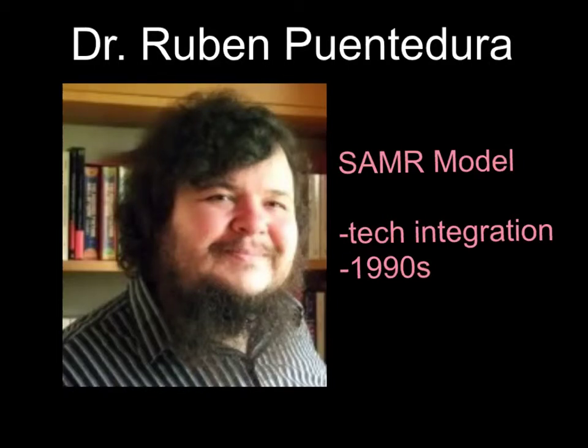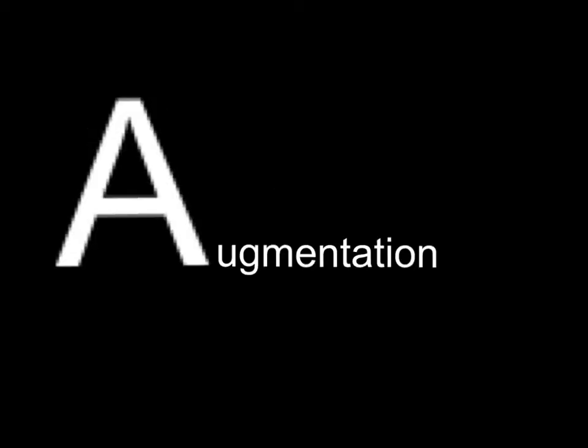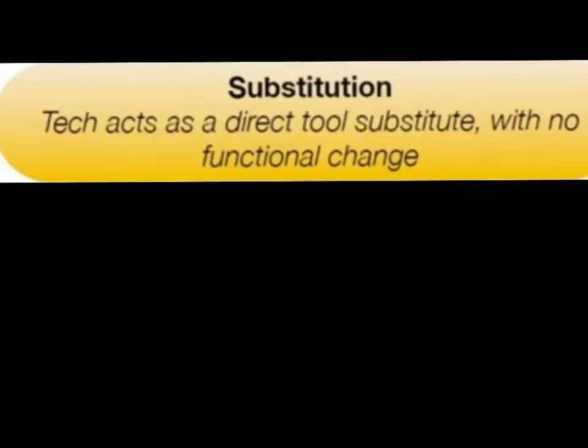One way to look at the levels of technology integration is through the SAMR model created by Dr. Ruben Puentedura in the 1990s. 15 years after Puentedura designed the model, it finally got recognition as a valid way to show technology integration in classroom lessons. SAMR stands for substitution, augmentation, modification, and redefinition.